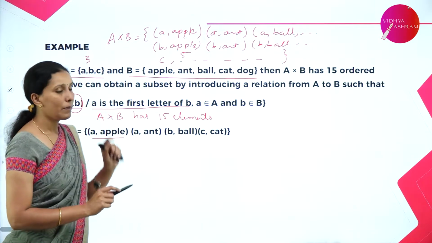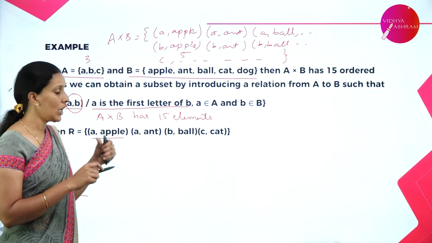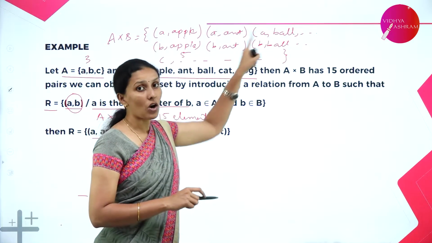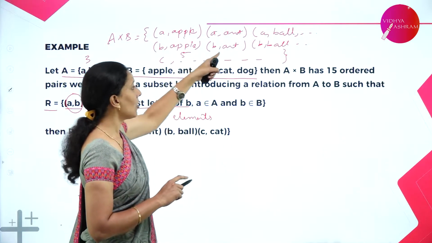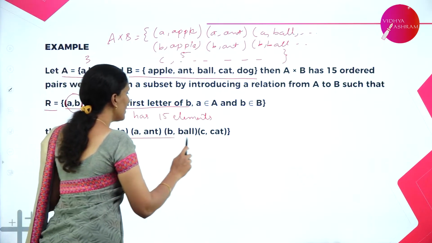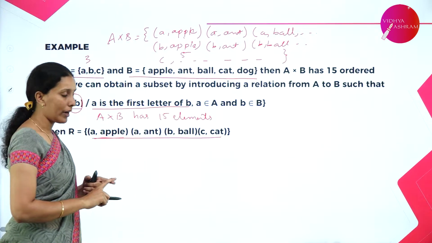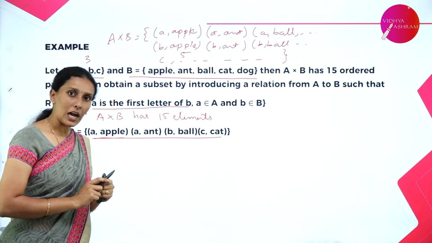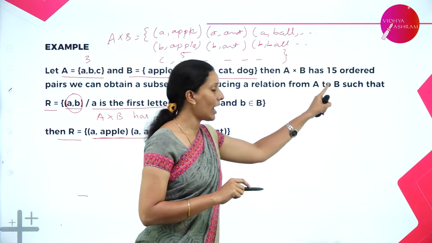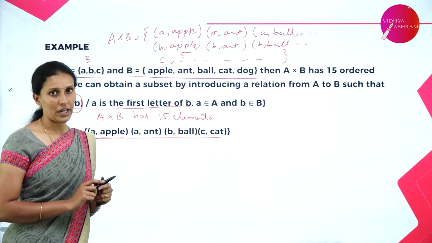Okay, but the other elements are not considered in the relation set because there is no relation between the first as well as the second element. When I take A comma ball, here A is not the first letter of ball. When I take B comma ant, here B is not the first letter of ant. Thus, all these elements are already in the Cartesian product and they are derived from the Cartesian product. Hence, a relation is a subset of the Cartesian product where we define a relation between the set A and B in such a way that the given condition applies in the relation set.